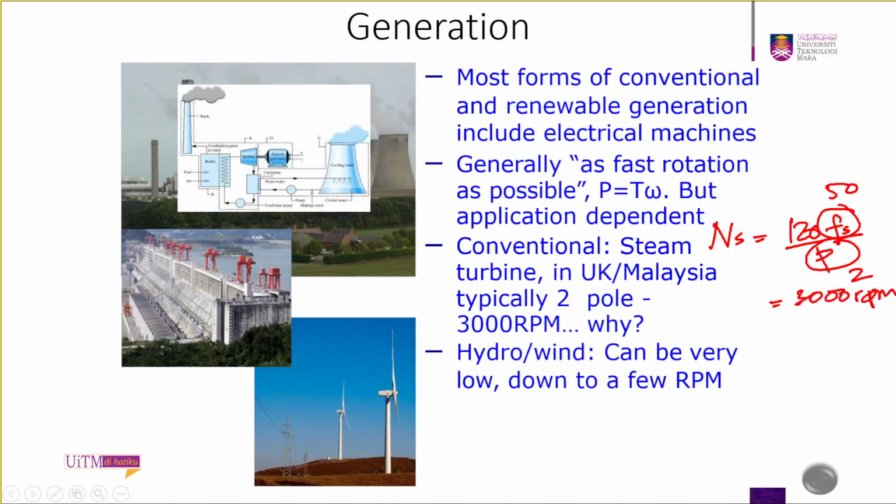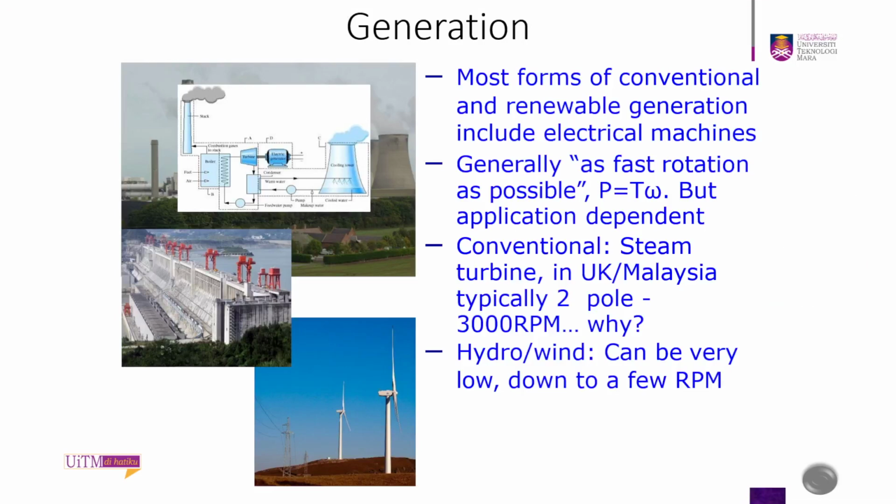Right, and that is the speed of the synchronous rotor. But for hydro or wind speed, the rotational speed, the blade of the rotor of the wind turbine rotates with a very slow motion. Okay? So you can go down to a few tens of rpm.